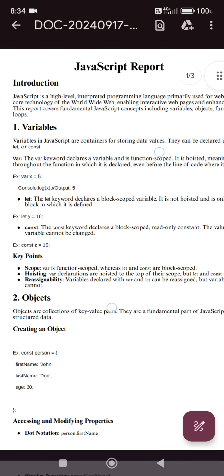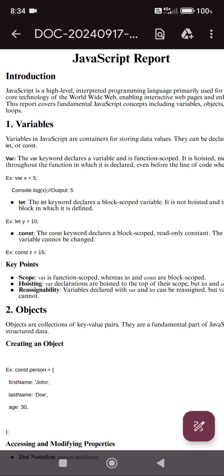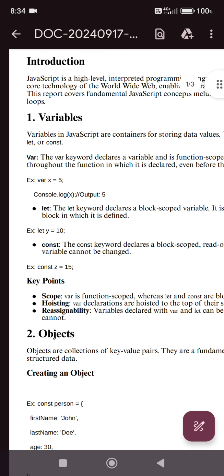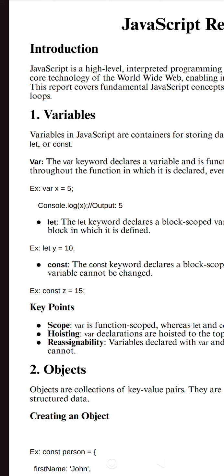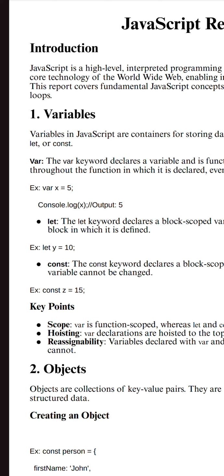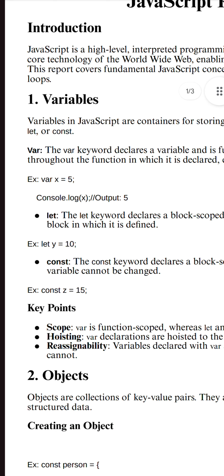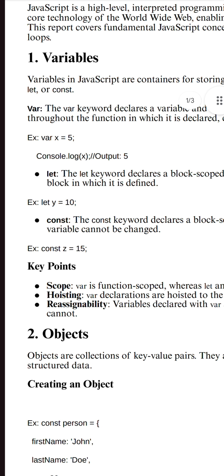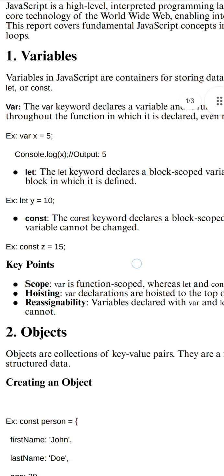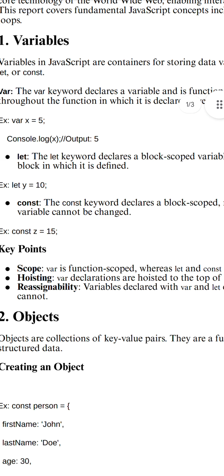So coming to variables, we can declare variables in three types by using var keyword, let and constant keywords. For example, here we can see we declared a variable called x by var keyword and assigned it the value 5, and console.log of x gives the output of 5. And also variables can be declared by using let and also constant keywords.